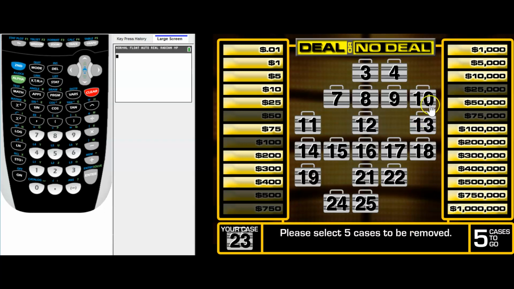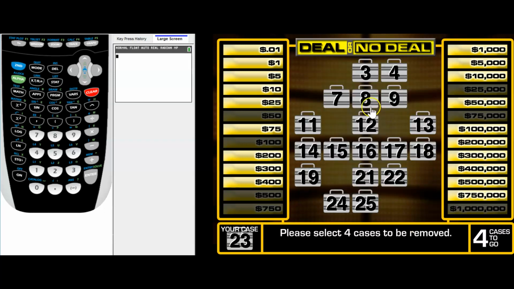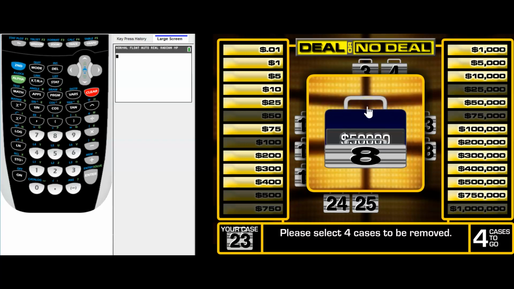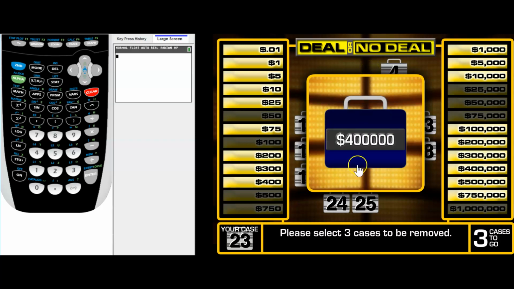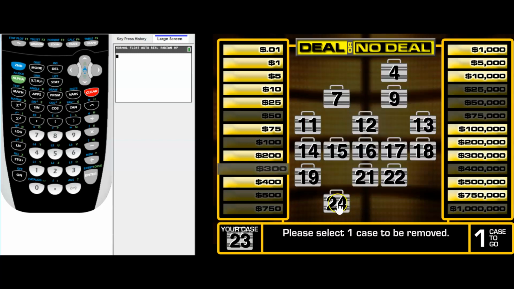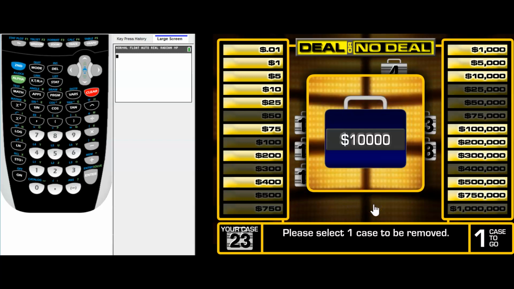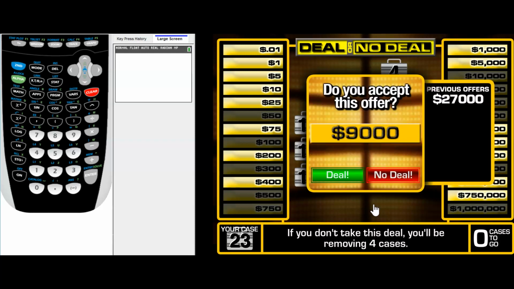5 more cases. Let's go case 10. Bummer. Case 8. Let's go case 3. And case 25. How about 24? Okay, so I'm guessing our offer is going to go down. We just eliminated 2 of the top 4 cases. Wow, way down to 9,000. So we're going to say no deal again.